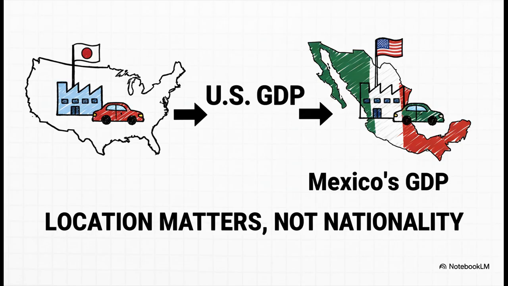This is the domestic in gross domestic product. It's all about geography. It measures whatever is produced inside a country's borders, and it doesn't matter who owns the company.